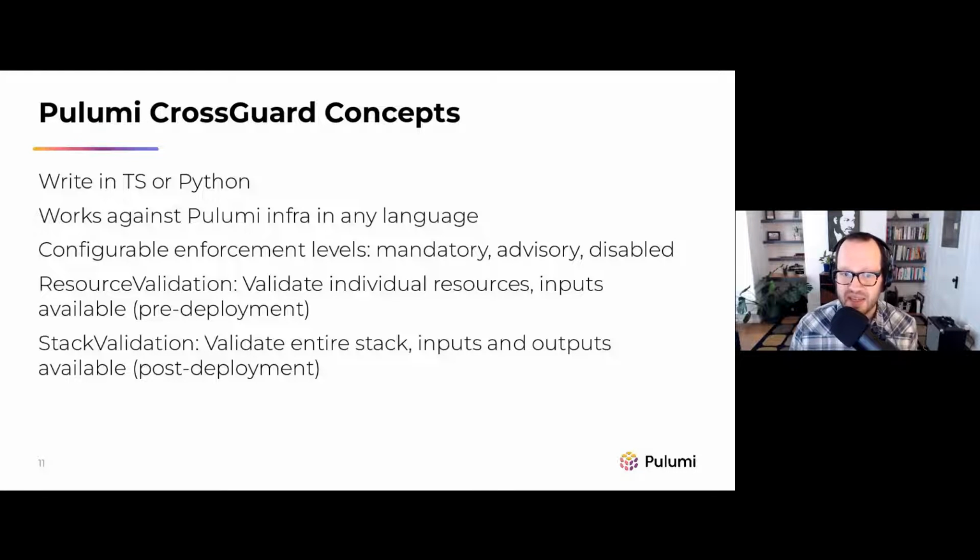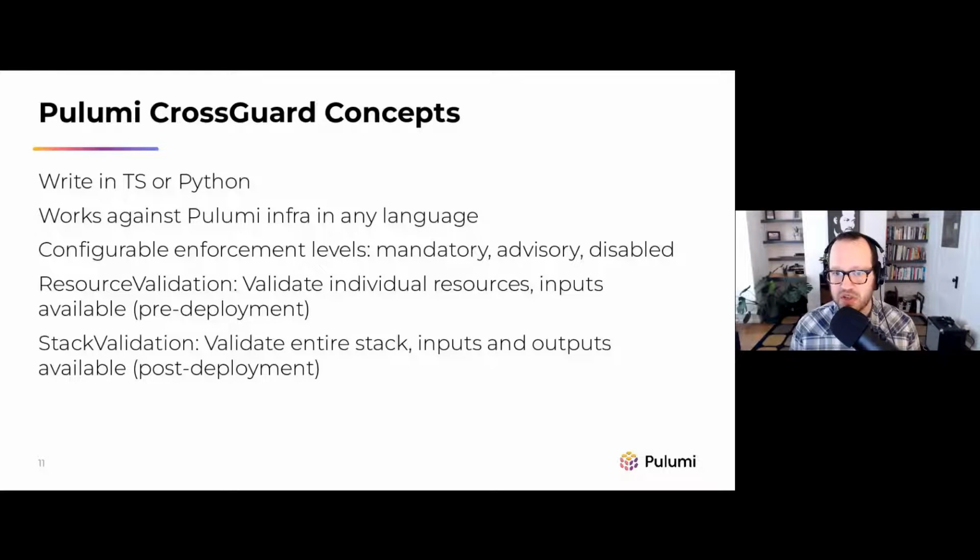Pulumi individual policies have configurable enforcement levels, and we'll demonstrate all of those pretty soon. Those enforcement levels can be mandatory, which will fail the Pulumi command and prevent either the preview or update from going forward. They can be advisory, where they essentially print a warning, or they can be disabled altogether. Likewise, Pulumi policy packs have a shortcut that will allow you to set a default enforcement level for all policies in the policy pack. There are two types of policies that can be created.